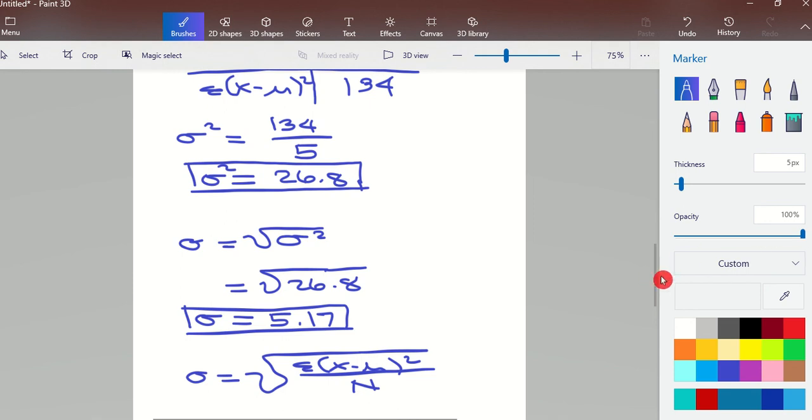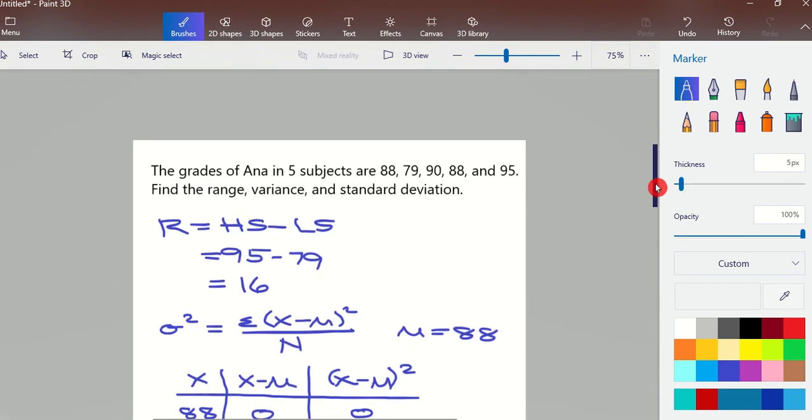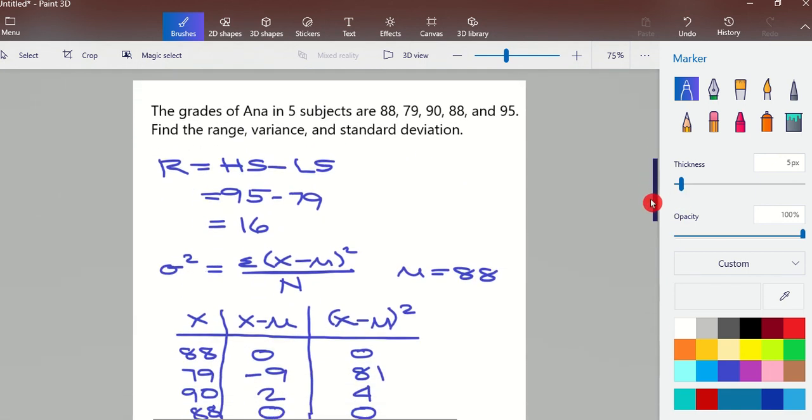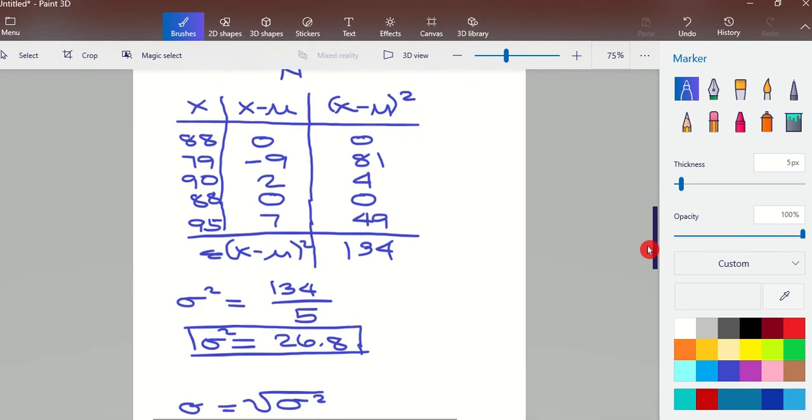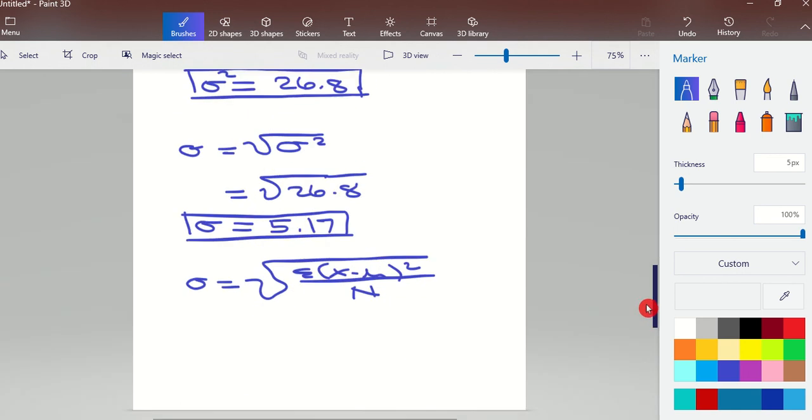Okay, as a recap, our range is 16. Our variance is 26.8, which is represented by sigma squared. And lastly, our standard deviation, which is the sigma, is equal to 5.17. Okay, that's it for the basic measures of variation. This is for the ungrouped data.